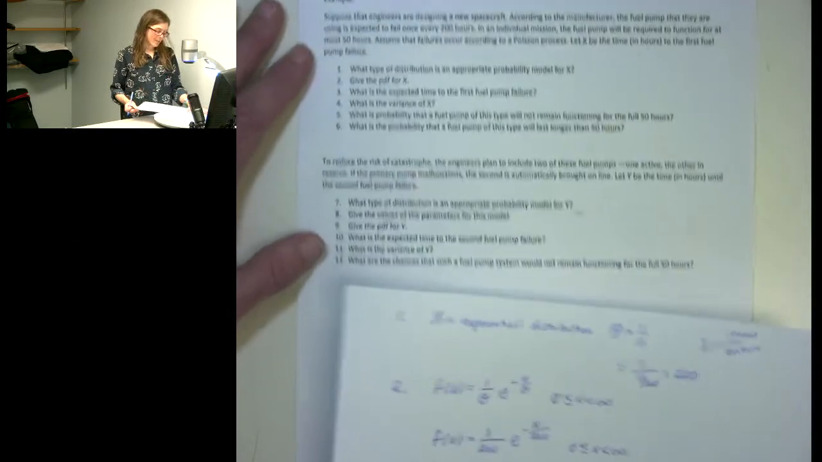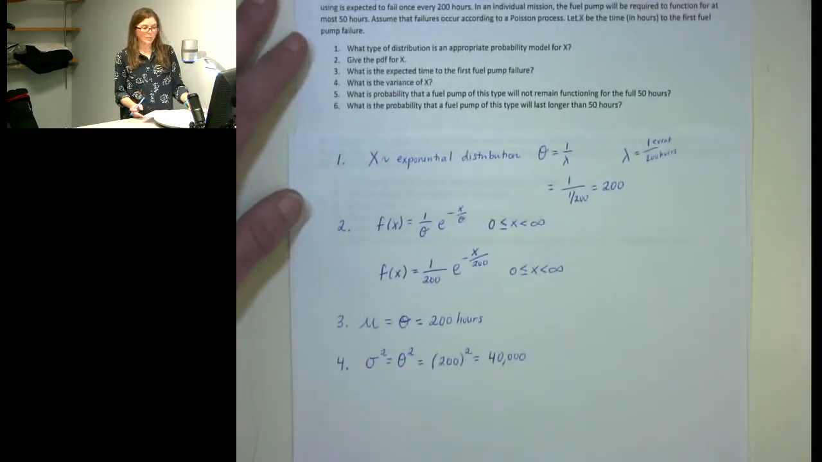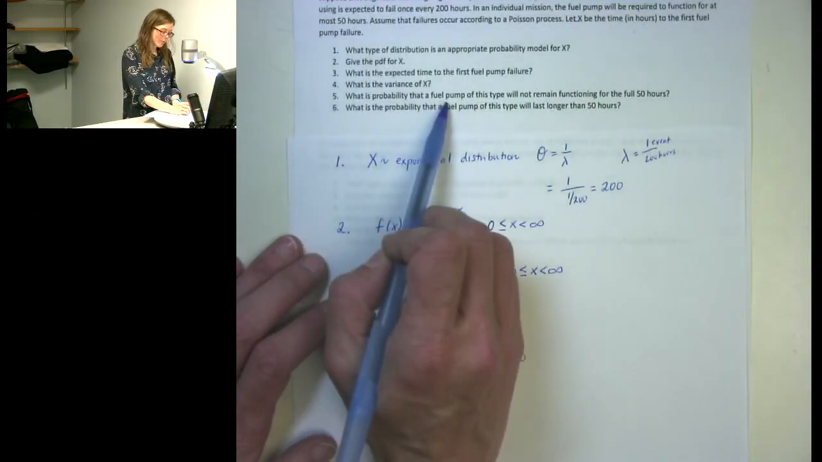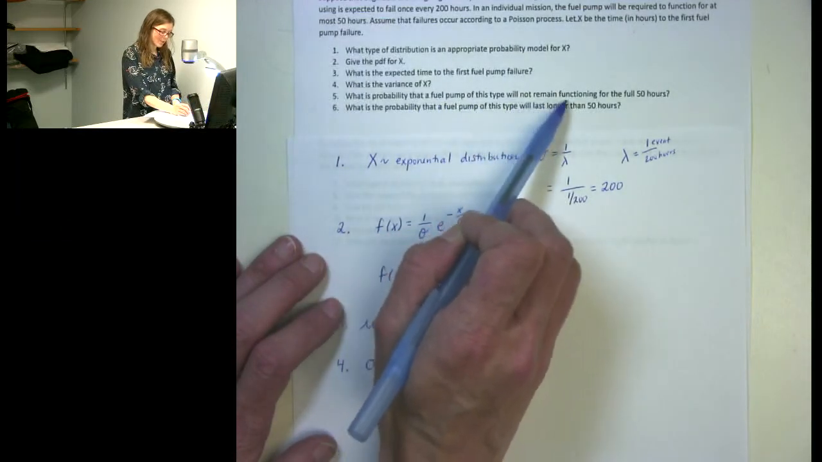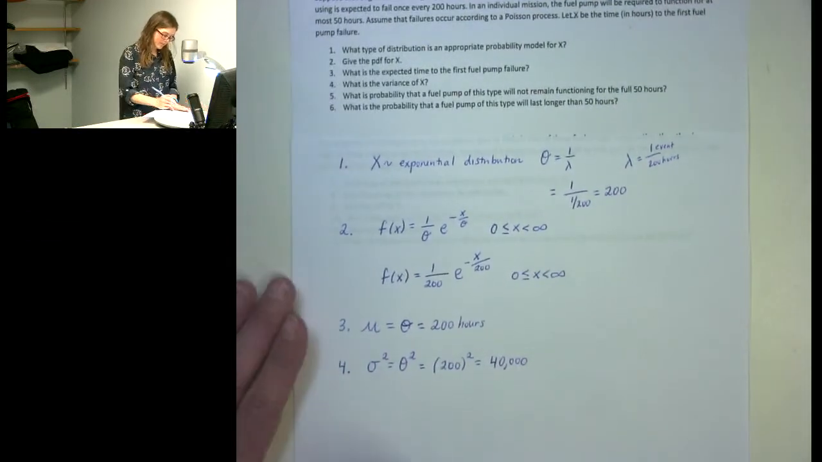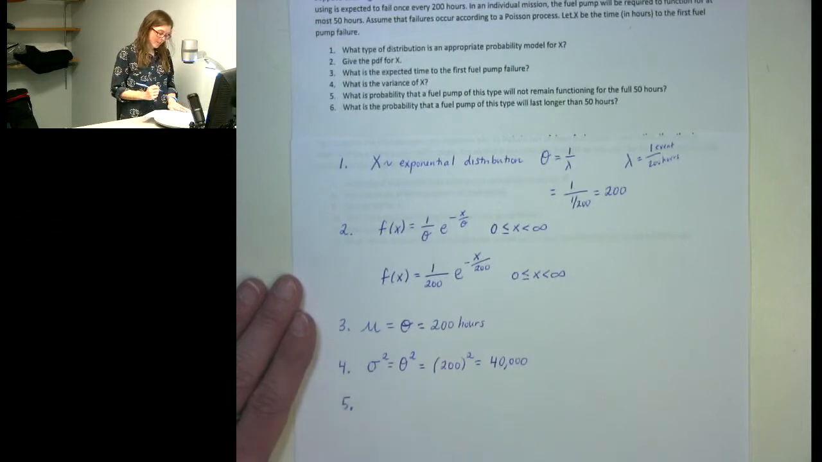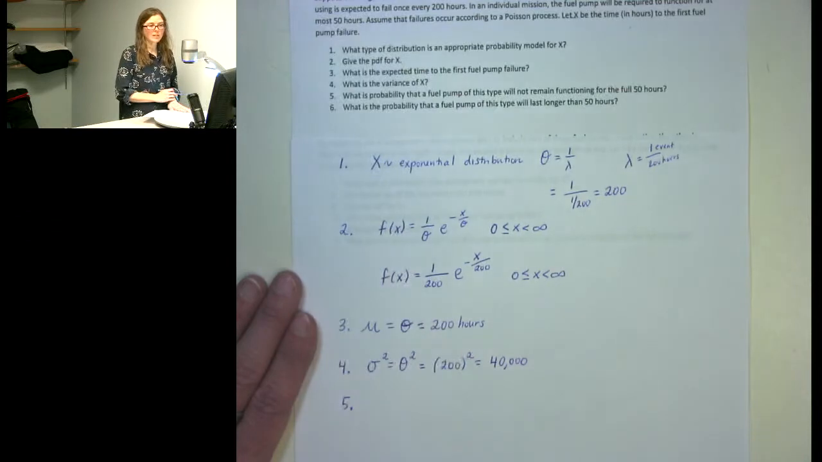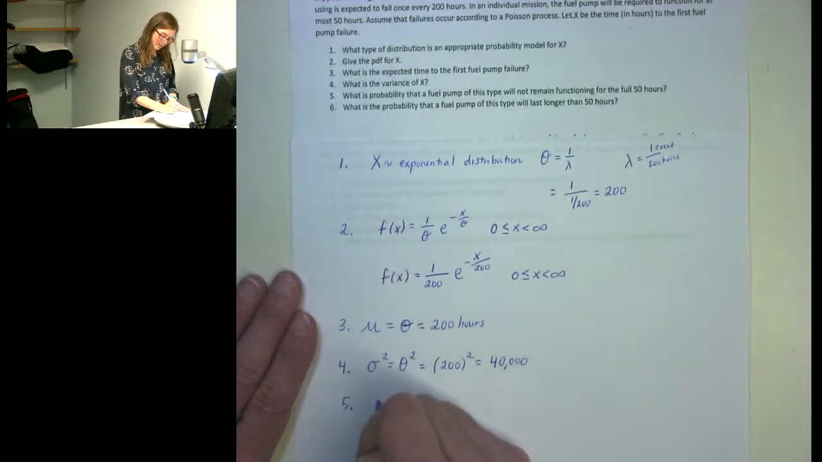Now we're going to start using the exponential distribution to calculate some probabilities. Question 5 asks, what is the probability that a fuel pump of this type will not remain functioning for the full 50 hours? If it doesn't keep functioning for the full 50 hours, that would mean that the time until the first event, x, is less than 50. So we're looking for the probability that x is less than 50.